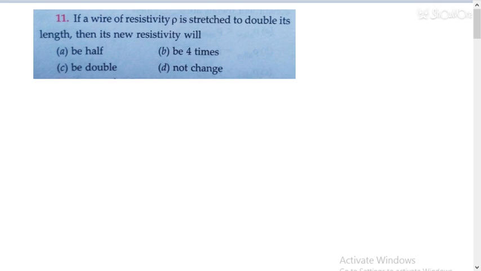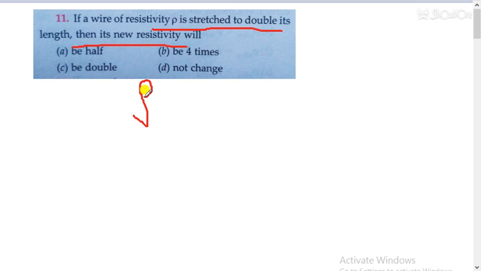So students, here we have another question. Let's see what is asked in the question. He is asking: if a wire of resistivity rho is stretched to double its length, then its new resistivity will be?